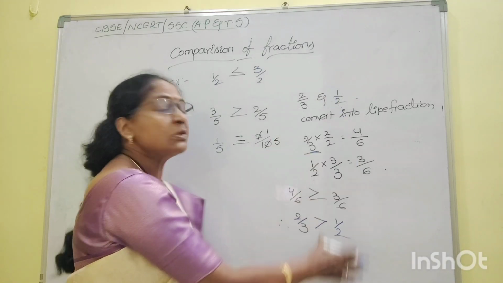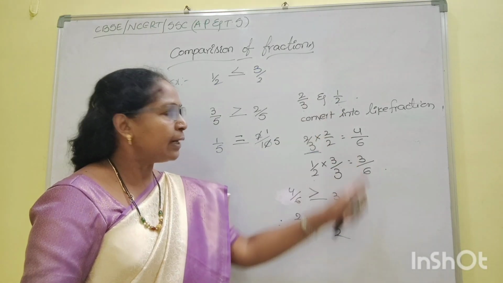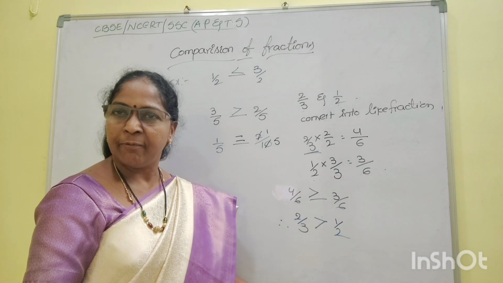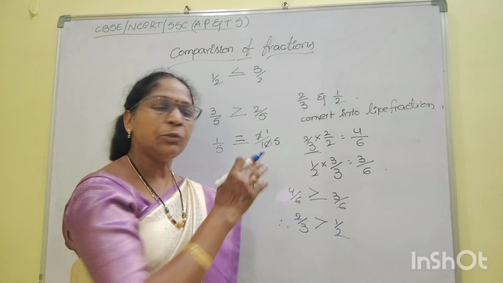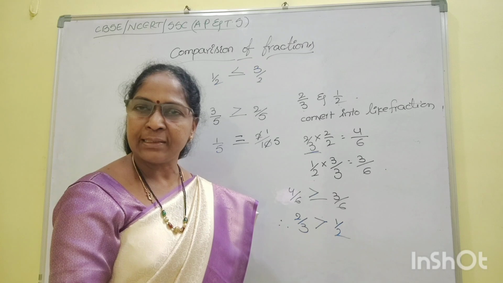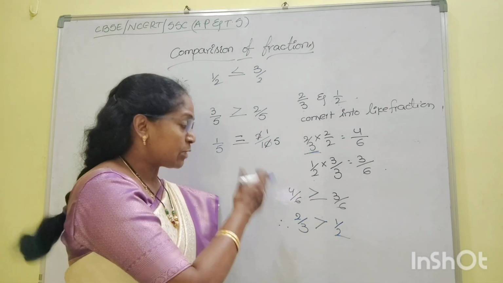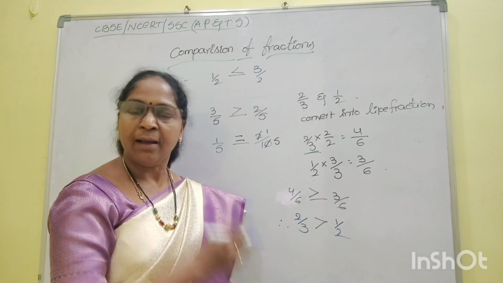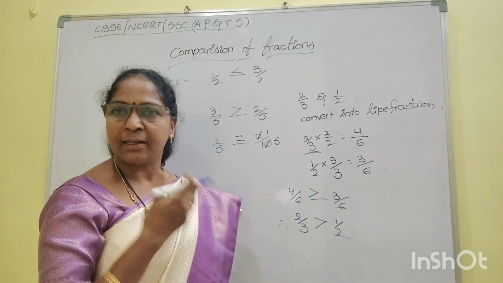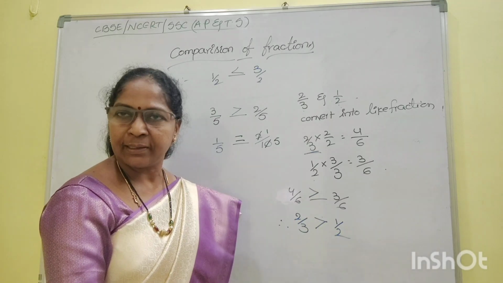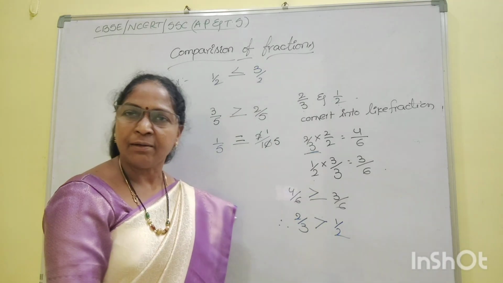This is the procedure. Like this you can compare the fractions. When you convert the given fractions into like fractions, then you can easily compare whether the first one is smaller than or greater than the other, a smaller fraction, a greater fraction, or an equivalent fraction. Like this you can compare the fractions.